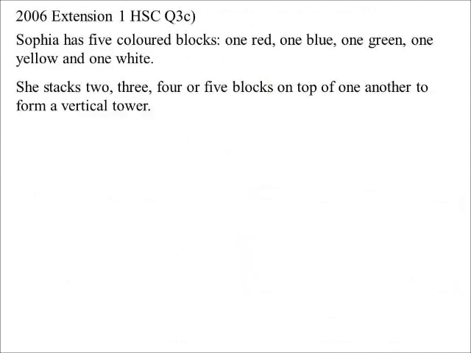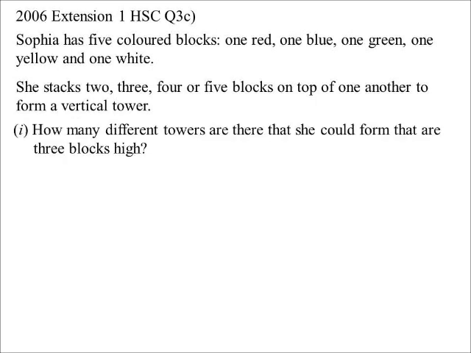So another HSC one. Five blocks. There's a red one, a blue one, a green one, a yellow one, and a white one. And we're going to create towers of 2, 3, 4, and 5. You see, a block of 1 is not a tower. It's just a block. So towers don't start until we've got 2 of them. How many different towers can be formed that are 3 blocks high?